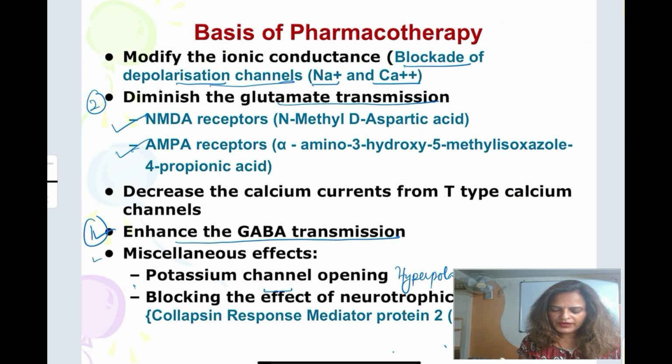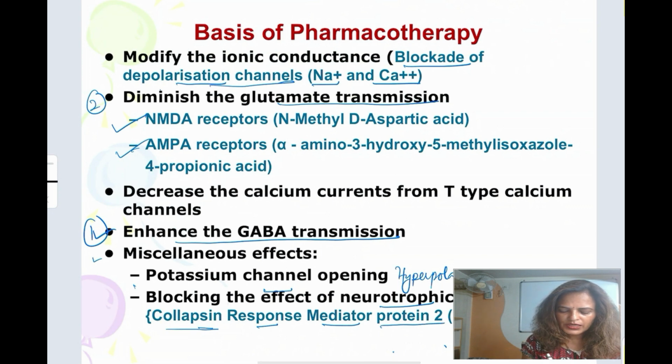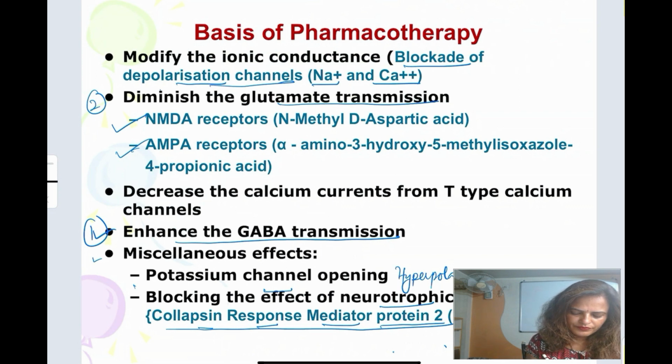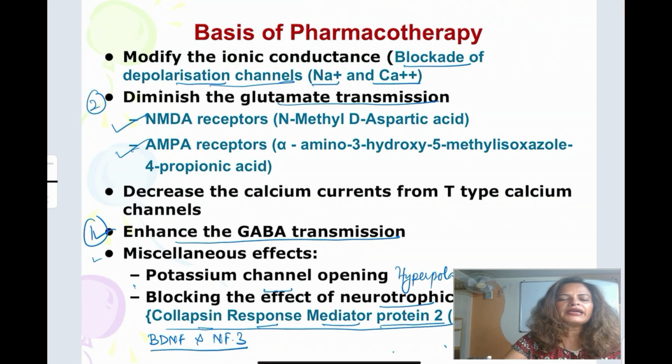Then blocking the effect of neurotrophic factor, that is collapsin response mediator protein 2. This protein helps in the activation of neurotrophic factors like brain derived neurotrophic factor and neurotrophin 3. By activation of these factors, it is going to cause axonal growth and dendritic growth. So now, coming one by one, I will be taking all these drugs.